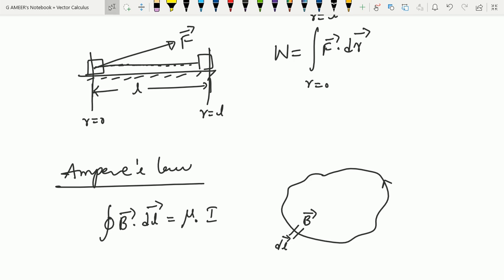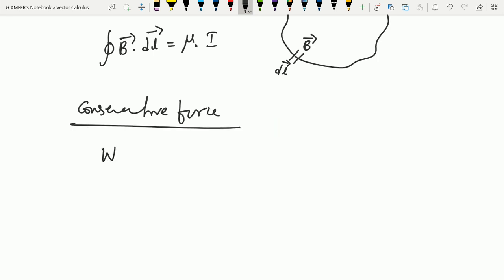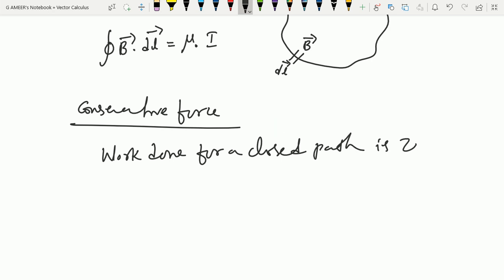So for example, not only these two, even another one is also there. What is the definition of a conservative force? How do we define a conservative force? Work done for a closed path is 0. So that is, the work done for a closed path, the integral of F dot dr, is equal to 0.